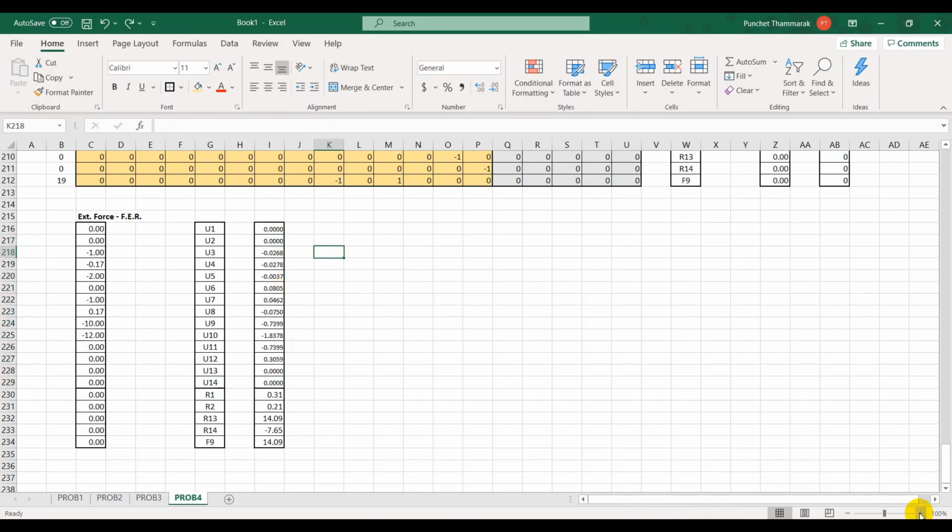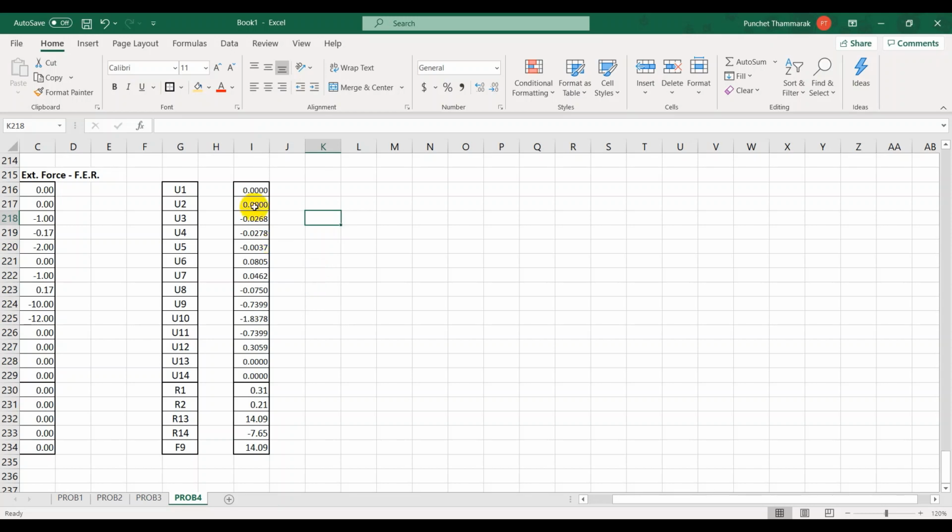So you can see 1, 2, 13, 14 support, right? And the rest of the degrees of freedom are the solution that I will need from you, and this support reaction is what I need from you as well. Okay, all right, and we finish.